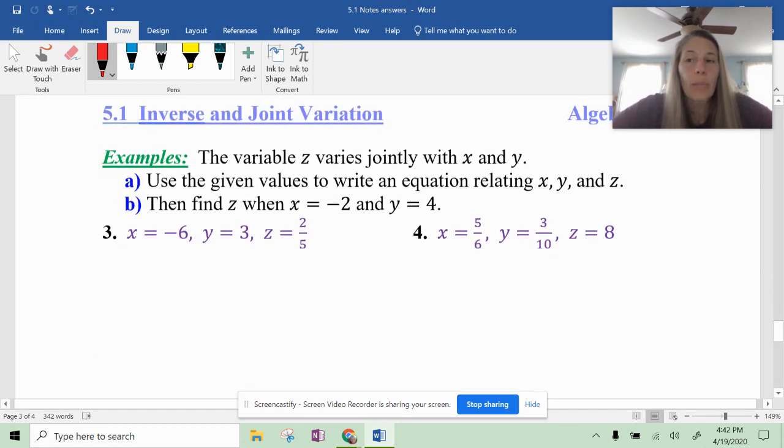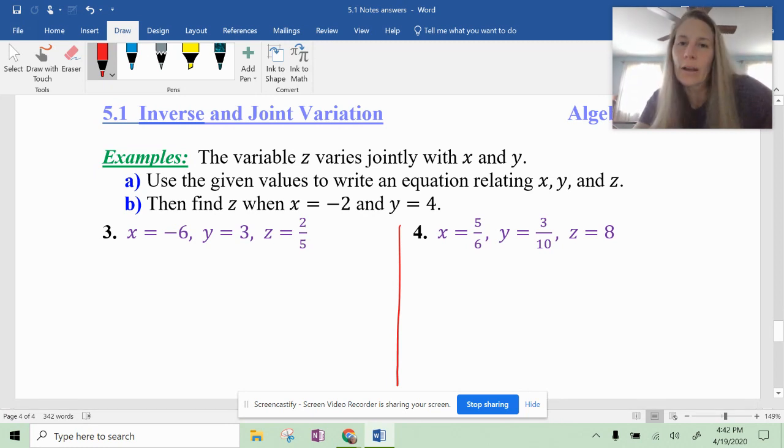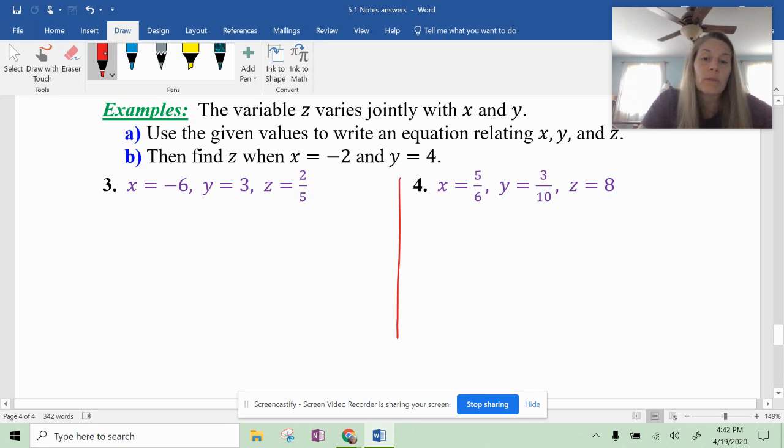Okay, so we're going to do a couple more of these with the joint variation. This time, however, we're going to have some with fractions. So I would encourage you to leave it in fraction form. It might seem a little tricky at first, but sometimes they end up canceling themselves out in the end. So I would just leave it like that instead of trying to do a decimal, especially if it's a repeating decimal, then that might end up leaving you with an answer that's not actually correct. So be careful with that.